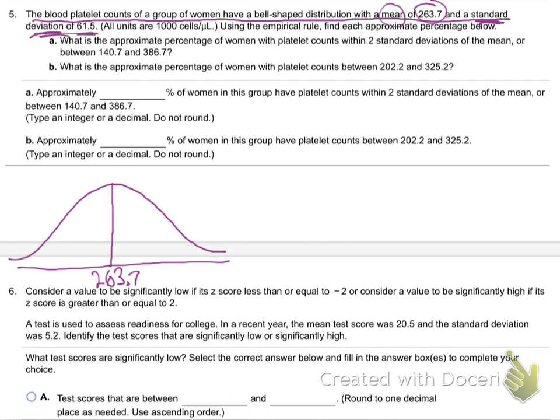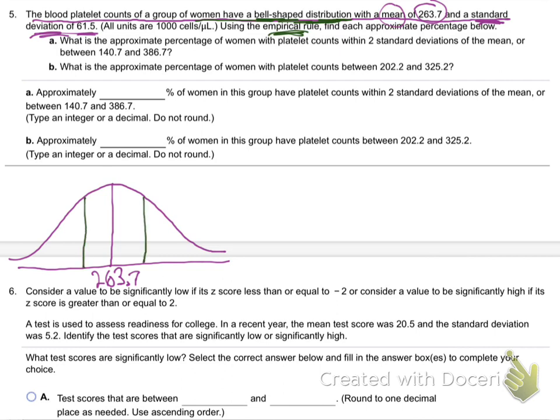What does a standard deviation of 61.5 mean? It says use the empirical rule. Empirical just means from data or from experience. So the empirical rule, what we've seen from experience, is that data with a bell-shaped or normal distribution is humped in the middle. Most people are average, and that's what the big bell shape means.